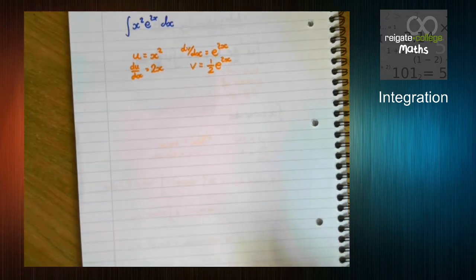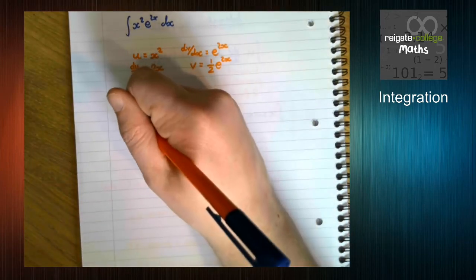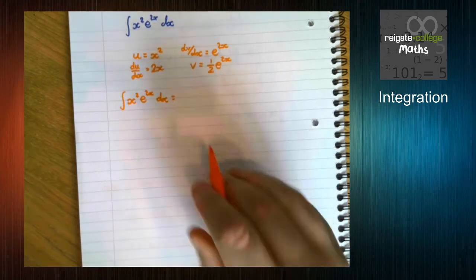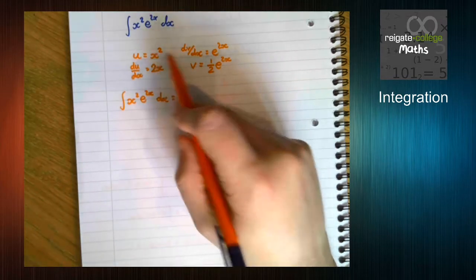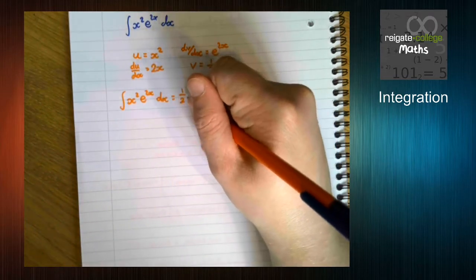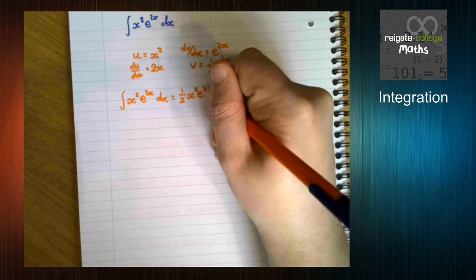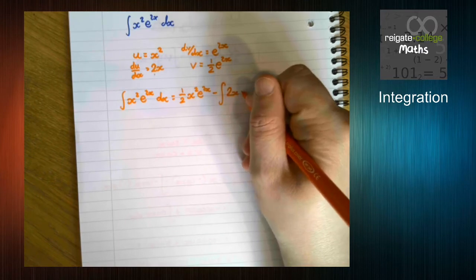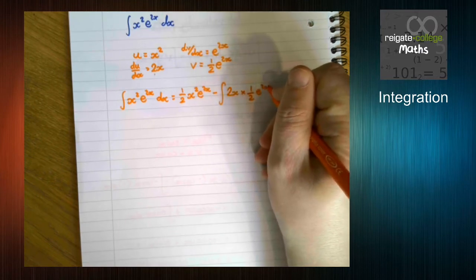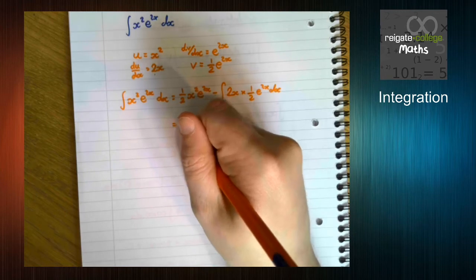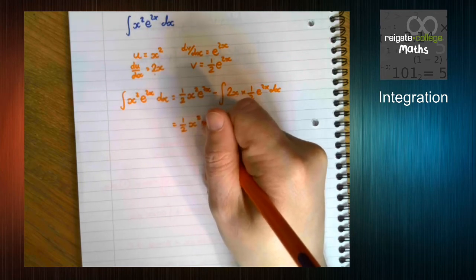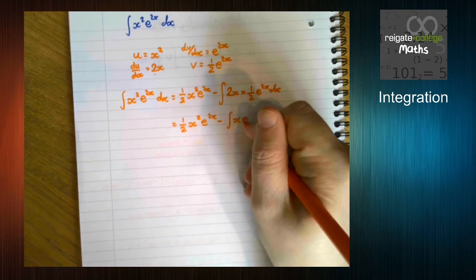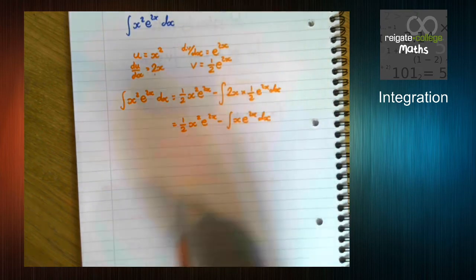So, once we've got that, let's have a look at using the formula. So again, we've got u times v. So I'm just going to tidy this up as we go now. Minus the integral of v du. So 2x times a half e to the 2x. Simplifying, we get that.